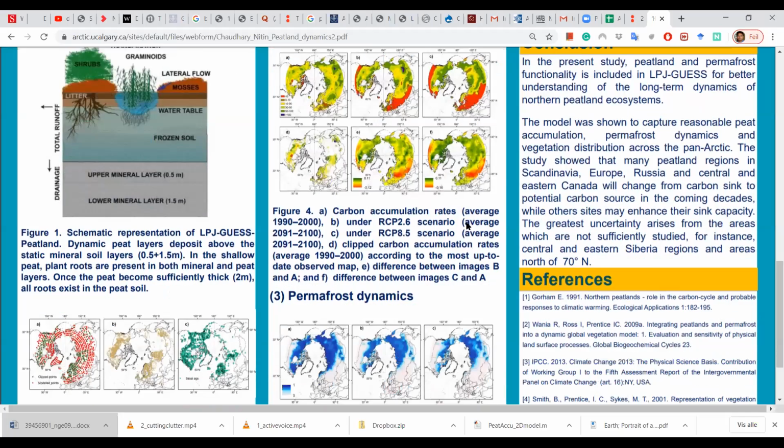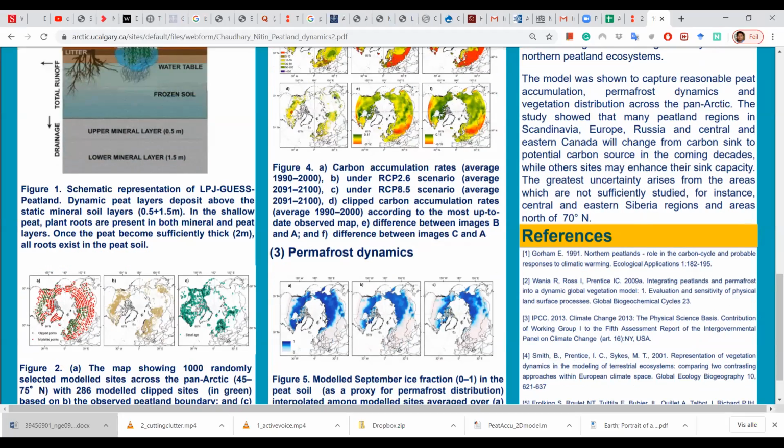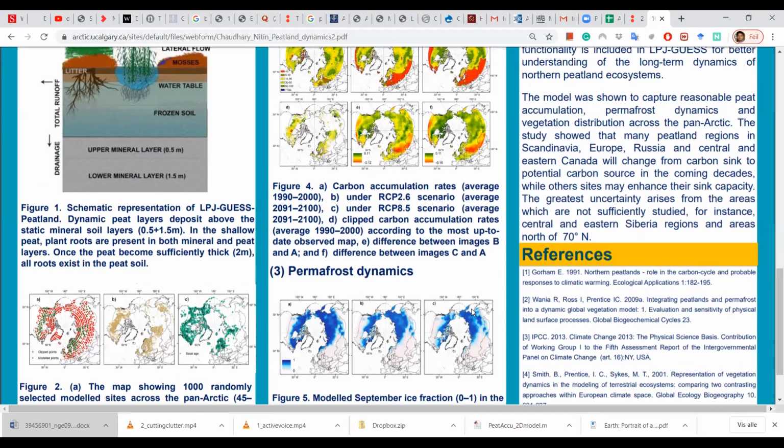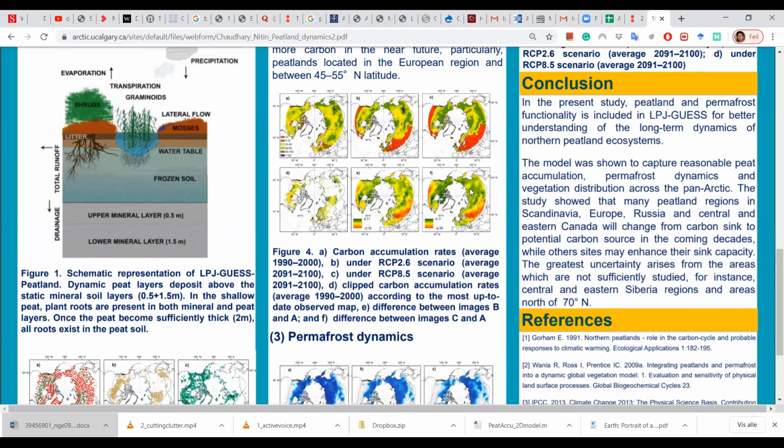Because as you can see here, this is the permafrost distribution for the year 2000. As we go from here to here, we see that in the low warming scenario, permafrost thaw is not as pronounced as it is in RCP 8.5. In the RCP 8.5 high warming scenario, a lot of area becomes permafrost free, and this extra moisture feeds into this area, which resulted in high carbon accumulation.